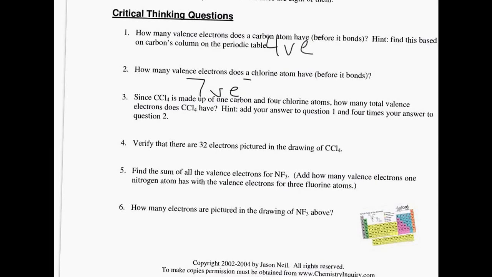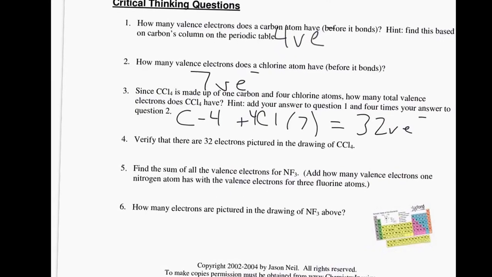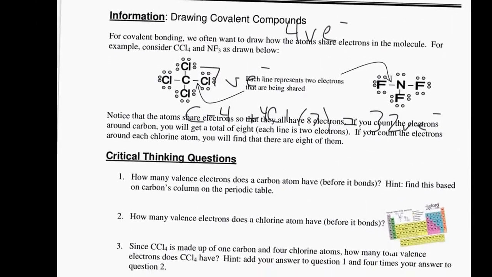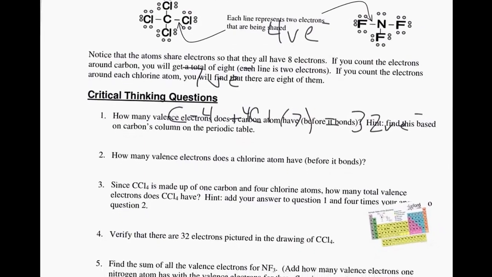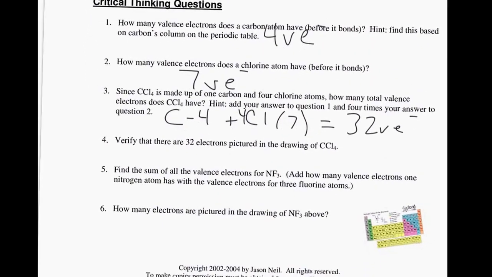And then number 3 says, since carbon tetrachloride is made up of 1 carbon and 4 chlorine atoms, how many total valence electrons? Well, we've got C, which has 4, plus 4 Cl, which each have 7, means that we've got a total of 32 valence electrons. And I'm just going to go ahead and say that I verified that. If I look back up here, oh yeah, we got 2, 4, 6, 8, and then 6 times 4 is 24. 24 and 8 is definitely 32. So I'm going to go ahead and say yep.